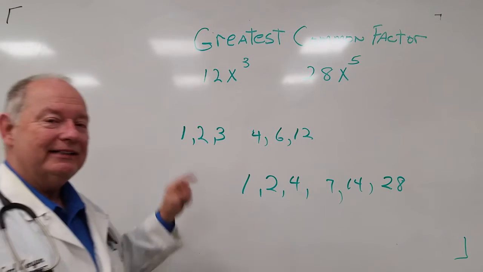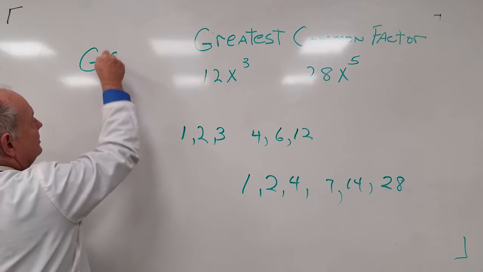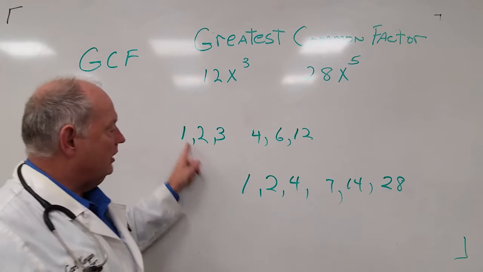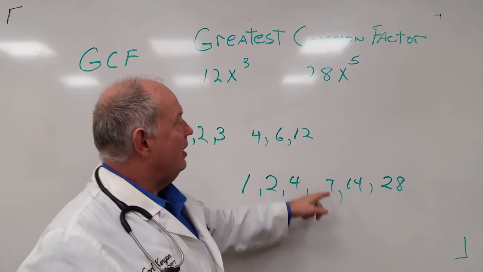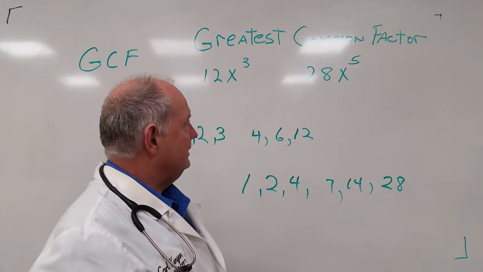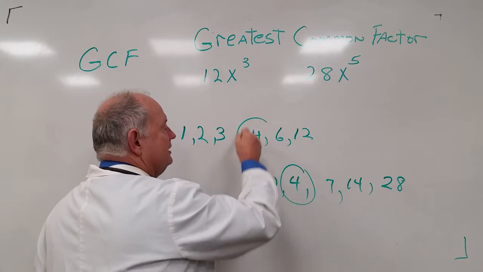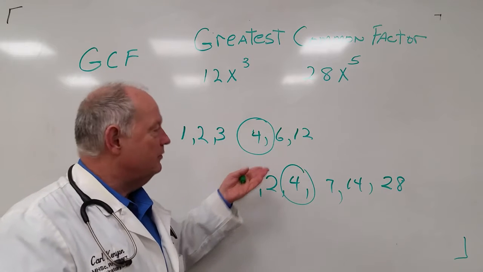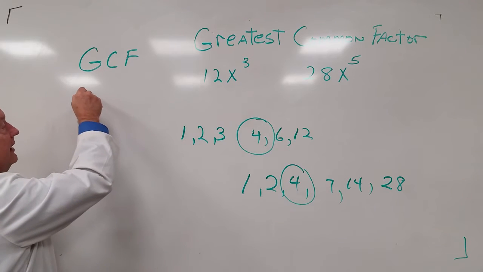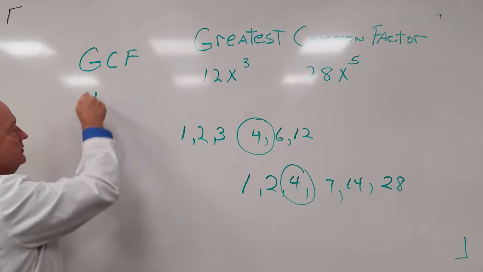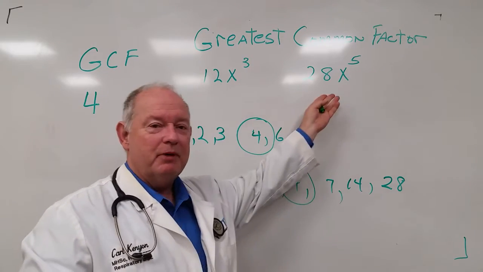Which one is the greatest common factor? Sometimes abbreviated GCF. Is it 1, 2, 3, 4, 6, 7, 12? That's a tough one. I'm going to say the greatest common factor is 4, because as you can see, it is in both of the numbered factors. So our greatest common factor is 4. But these are polynomials, and there's also an x in both numbers.